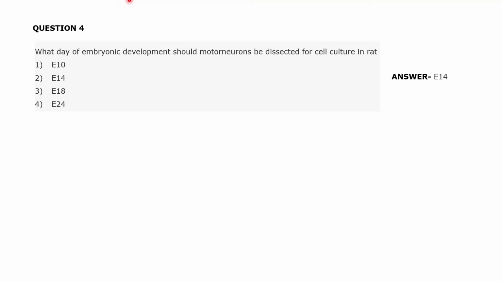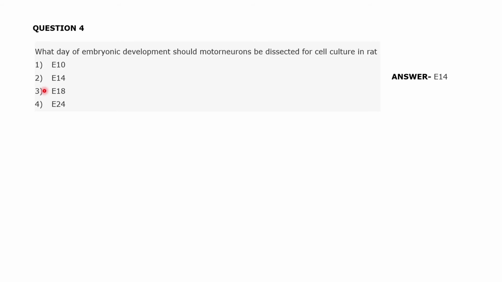So the answer to this question is E14, and E stands for embryonic day or embryonic development in this case. So basically, if you look into the lifespan of a fetus, the gestation period means the time from the day the implantation of the embryo happens within the uterus of the mother to the day the baby is born. So that is called the gestation period, right?